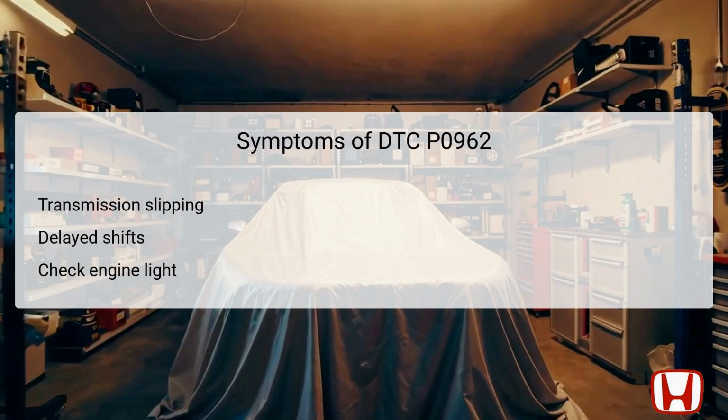When DTC P0962 is present, several symptoms may manifest during vehicle operation. Drivers might experience transmission slipping, which can result in a lack of power transfer and poor acceleration. Additionally, delayed or harsh shifts can occur as the transmission struggles to engage the correct gearing. Often, the vehicle's check engine light will illuminate, indicating that a fault has been detected in the transmission control system. Recognizing these symptoms early can prevent further damage to the transmission and prompt timely diagnostics and repairs.